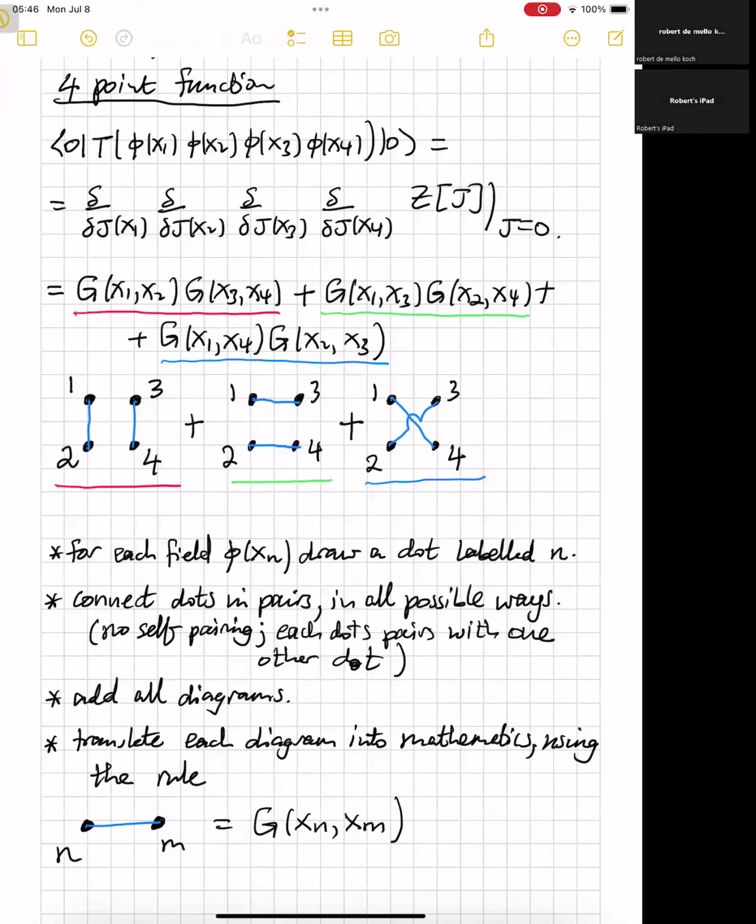So we've got this very nice notation to calculate time-ordered correlators in the free theory. I wanted to try to give you a little bit of insight into where this rule comes from.